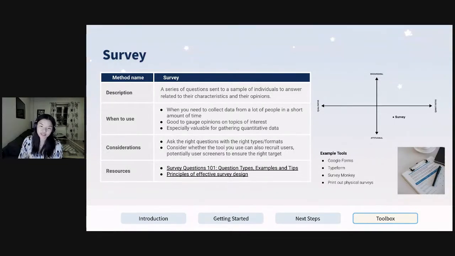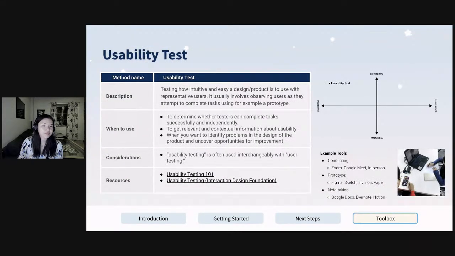However, the more people you have and the more free text, that can amount to a lot of analysis and manual work as well. So try to keep that in mind.